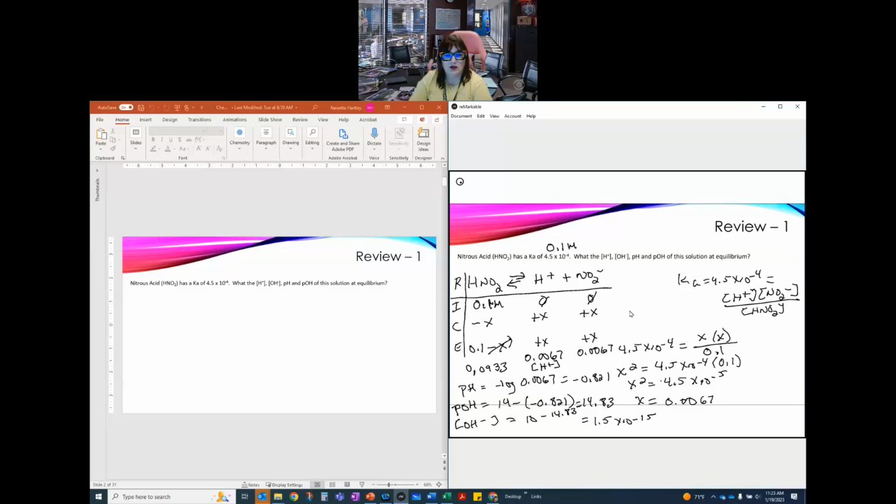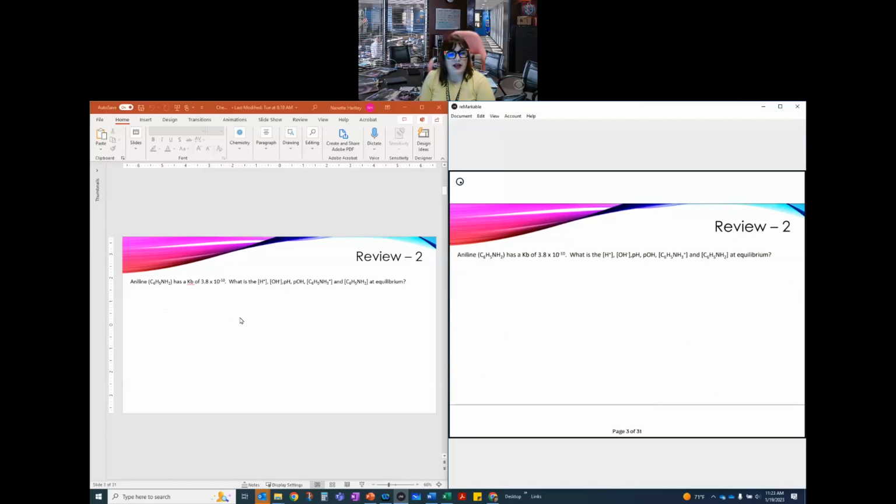Let's see what our next one is. So, aniline, C6H5NH2, has a Kb of 3.8 times 10 to the minus 10th. What's the H plus, OH minus, pH, pOH, C6H5NH3 plus, and C6H5NH2 at equilibrium?